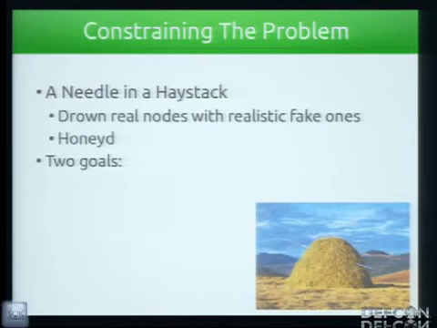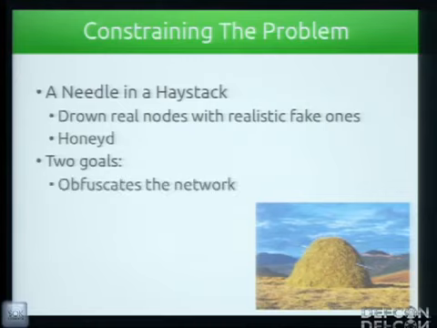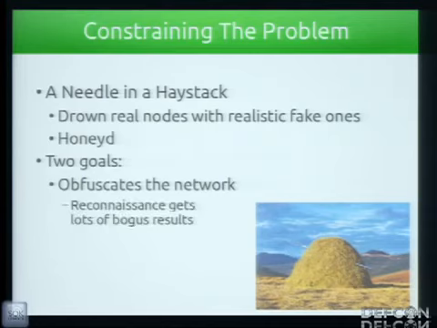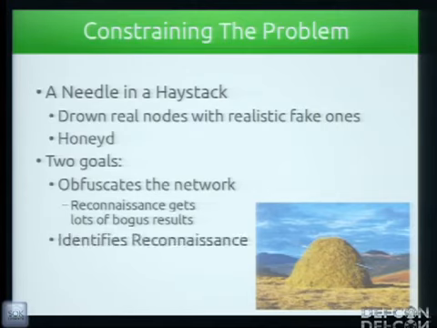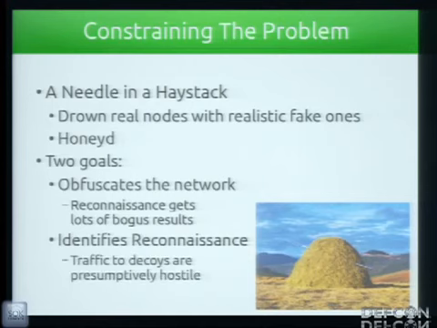So you can run hundreds or thousands of these on a single box and have it be relatively efficient. We're going to have two goals here for the system. We want to obfuscate the network, giving reconnaissance lots and lots of bogus results, making it much harder or possibly useless. And we're also going to want to identify reconnaissance.